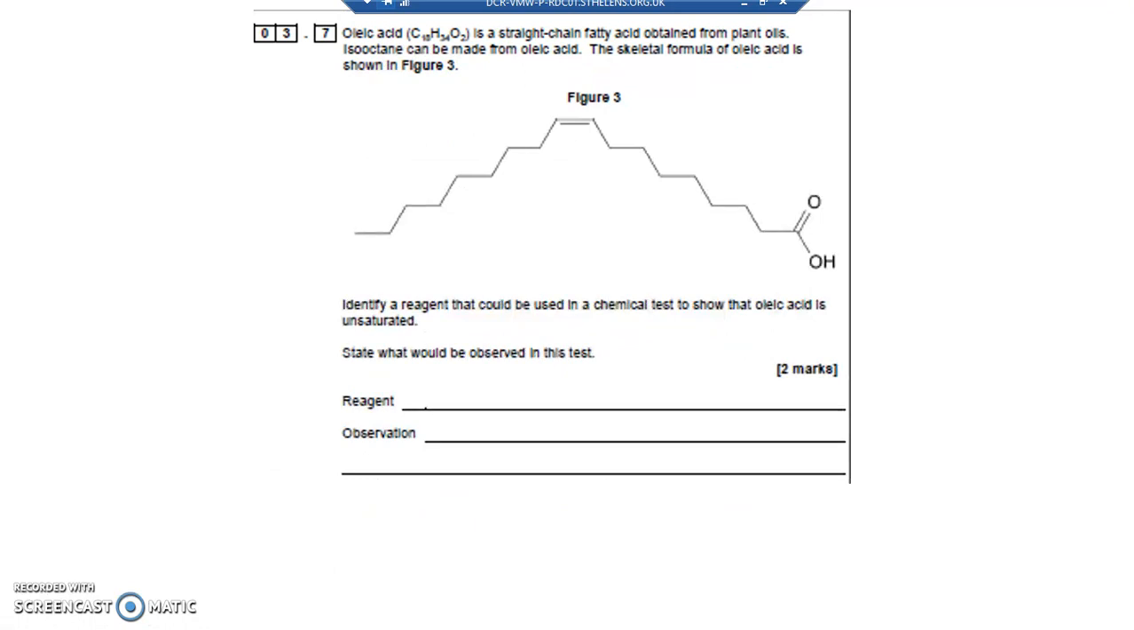What's happening here? Oleic acid looks like this. It's got a double bond, it's got a carboxylic acid. Identify the reagent that could be used in a chemical test to show that oleic acid is unsaturated. Unsaturated means it's got a double bond, and indeed it has here.